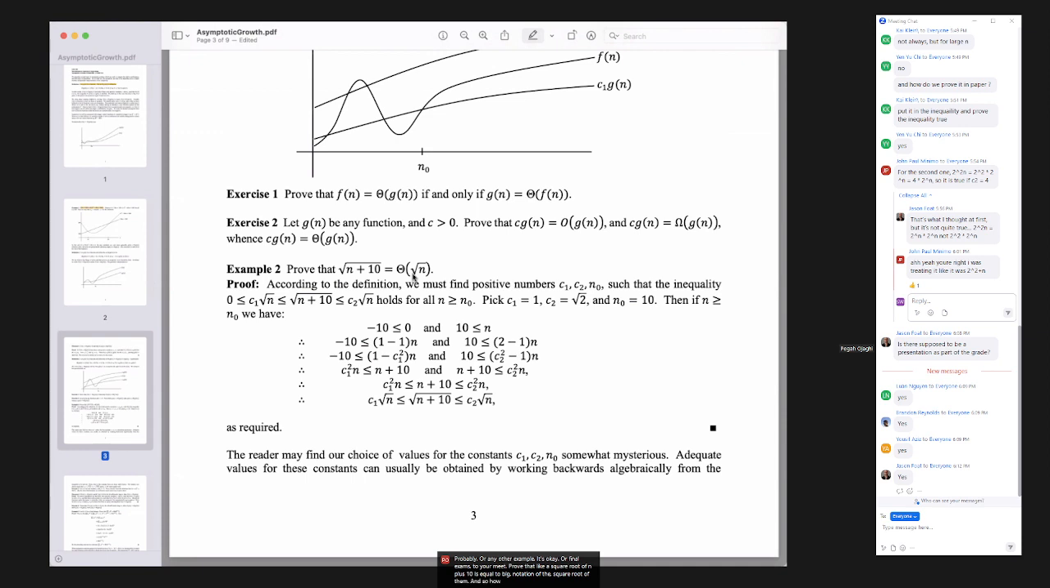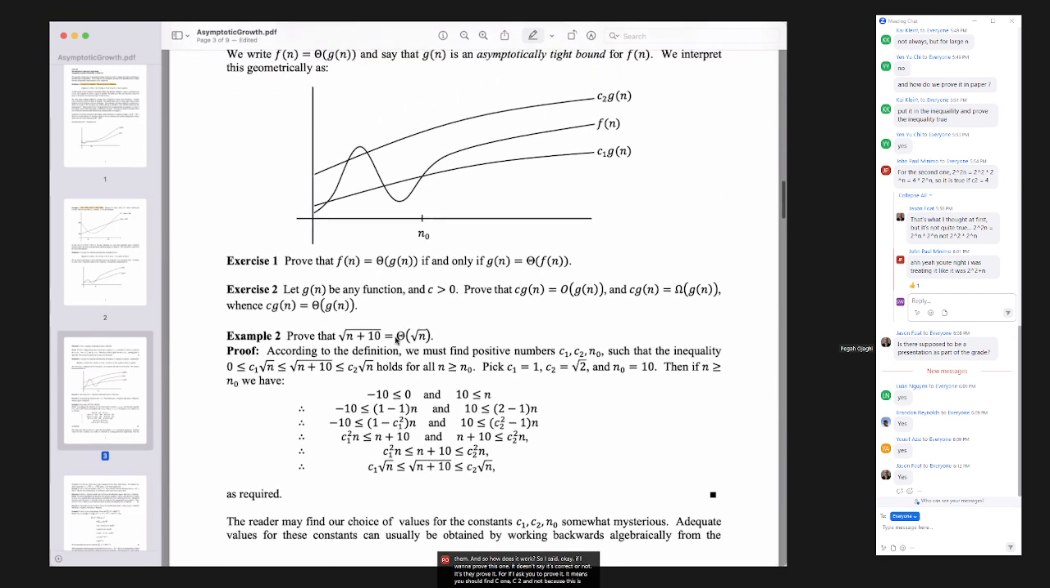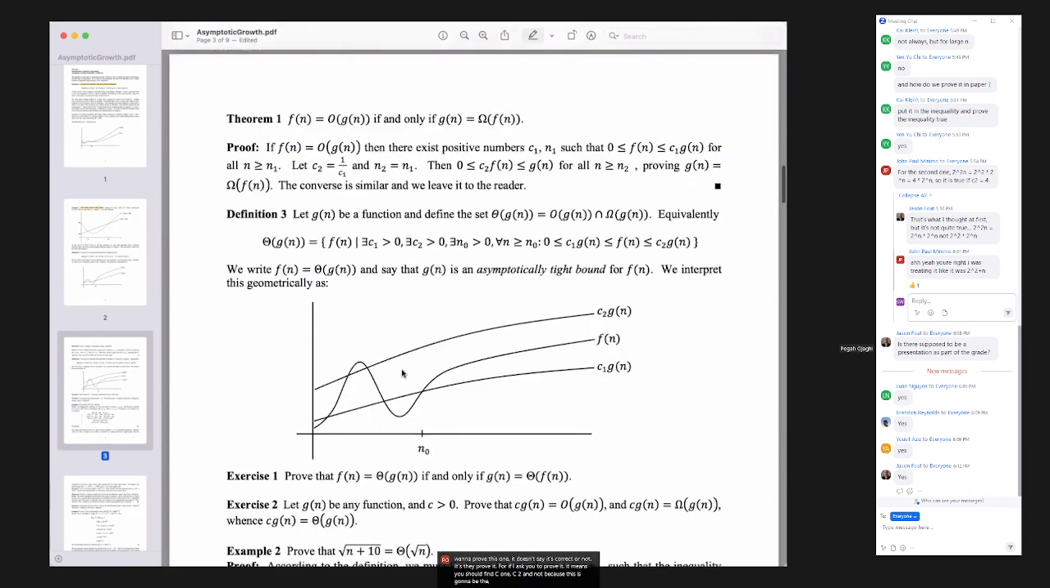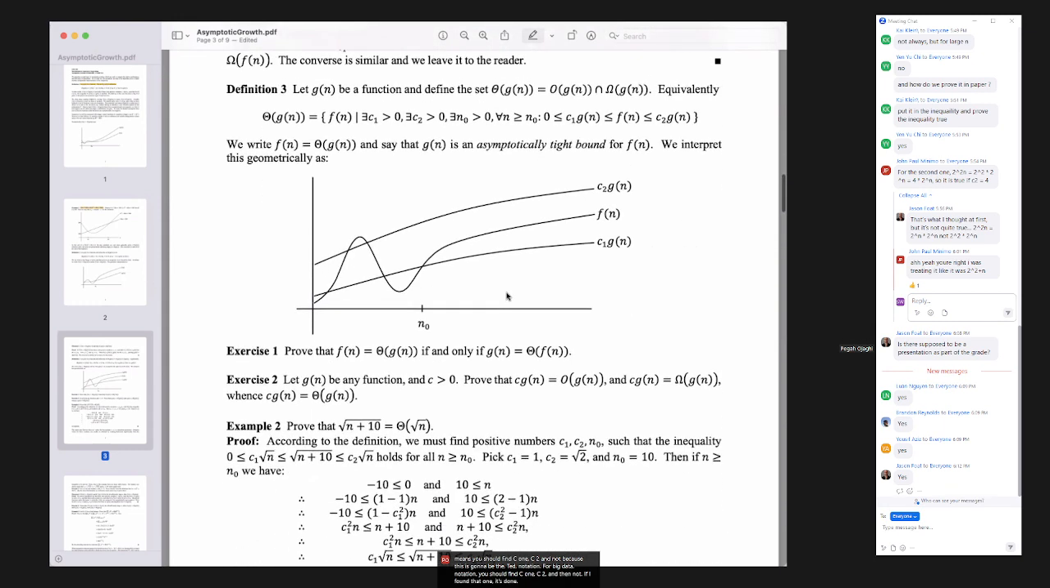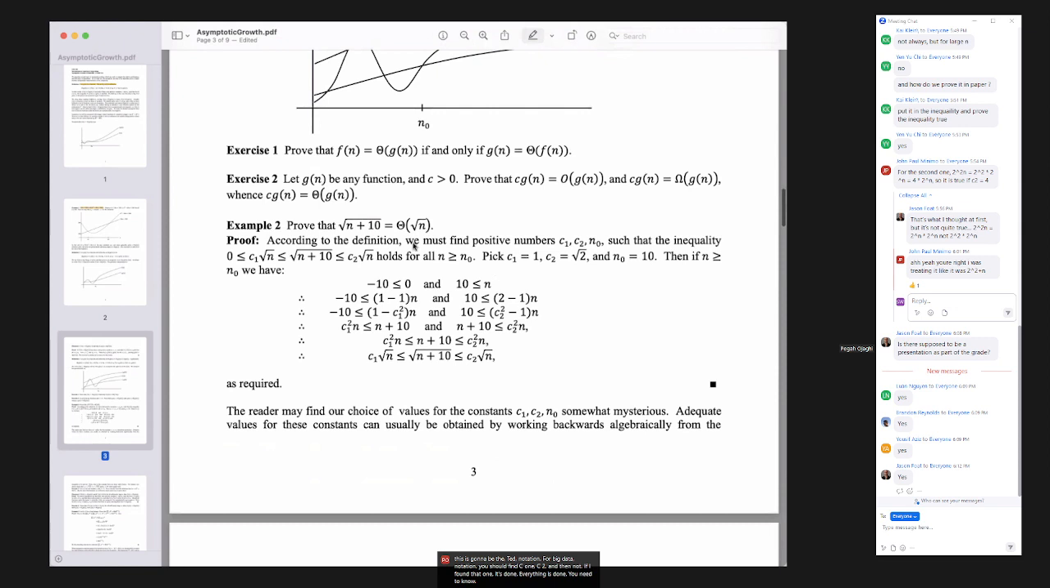So how does it work? If I ask you to prove it, it doesn't say whether it's correct or not, it says prove it. It means you should find C1, C2, and n naught, because this is big theta notation. If I find those, it's done. Everything is done, you don't need to worry about anything else. That's the proof. There are different possibilities for choosing C1, C2, and n naught.